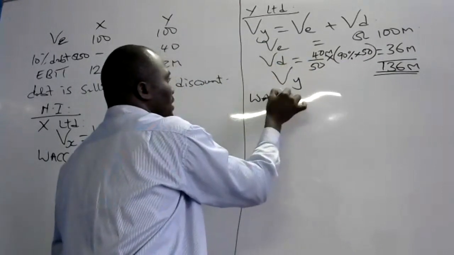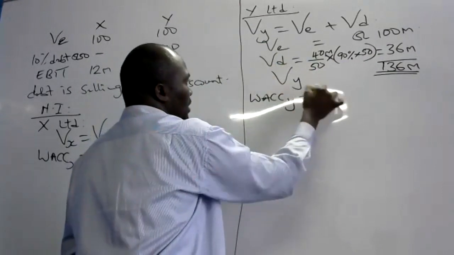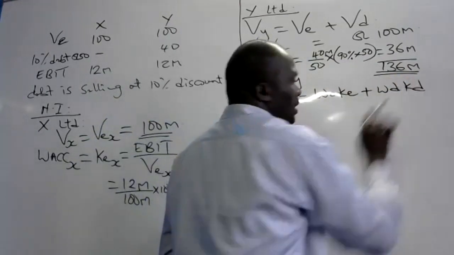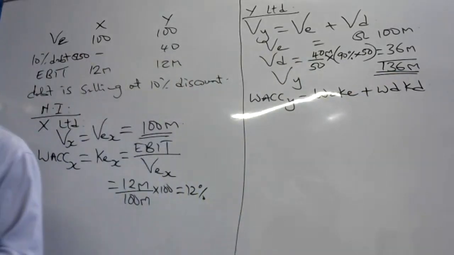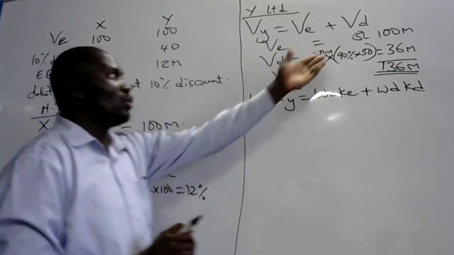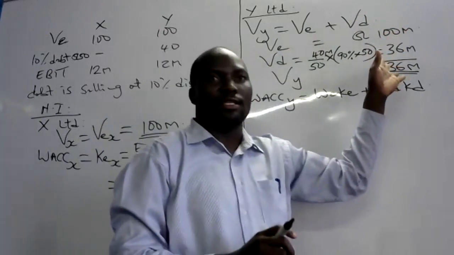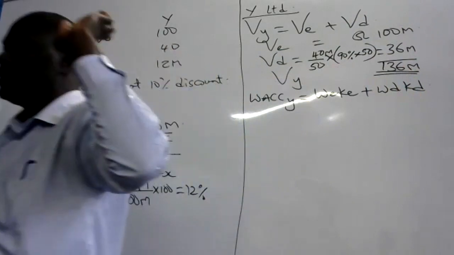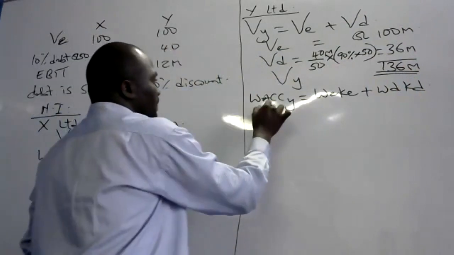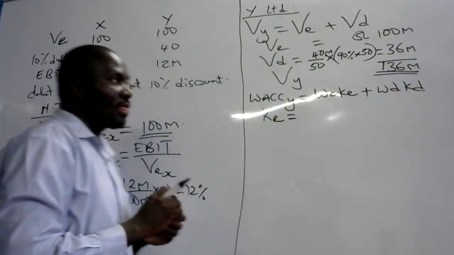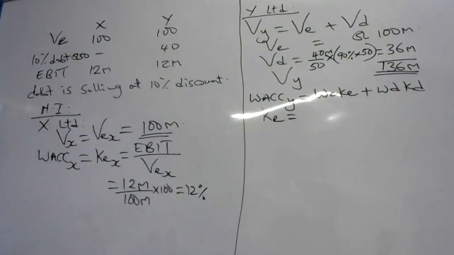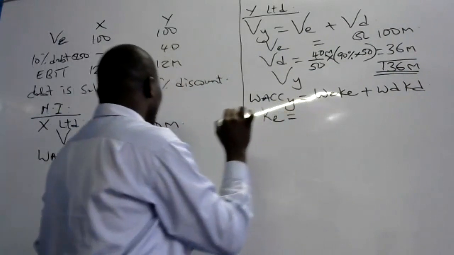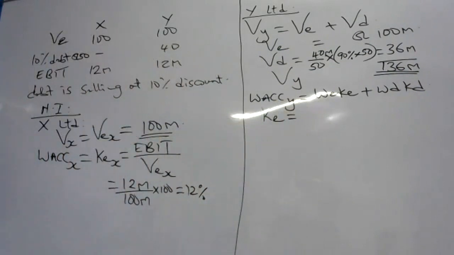What of the WACC of Y? WACC equals WE KE plus WD KD. We have the weights: weight of equity is 100 over 136, and the weight of debt is 36 over 136. We have the KE. KE equals the 12%, same as in X.